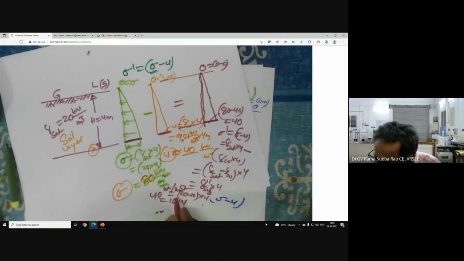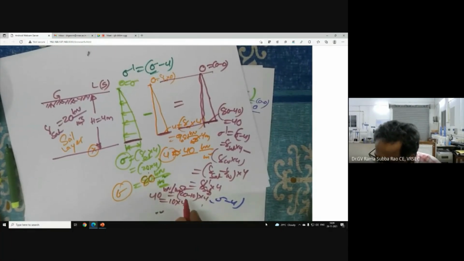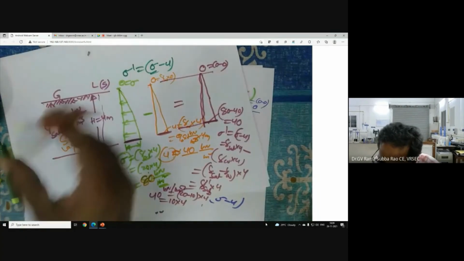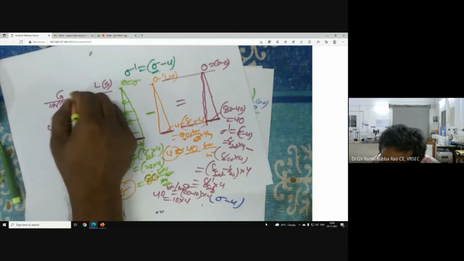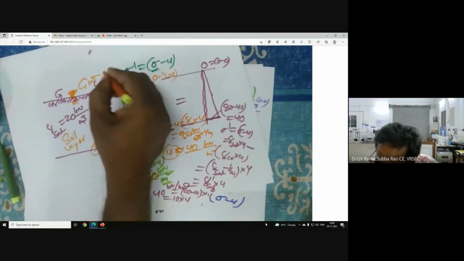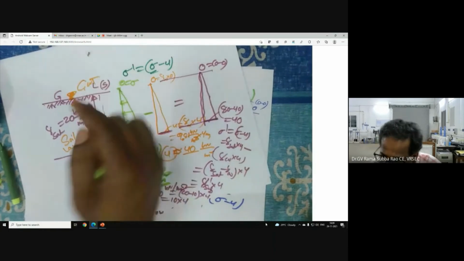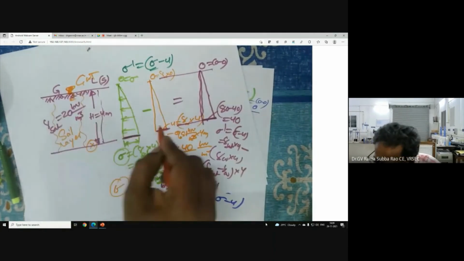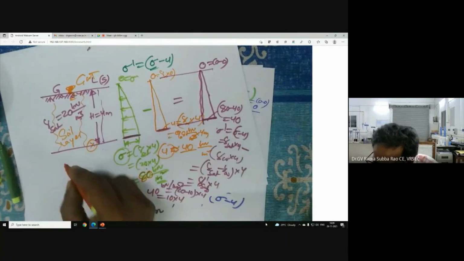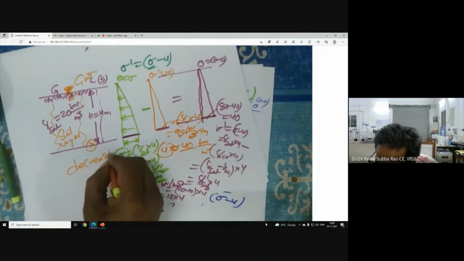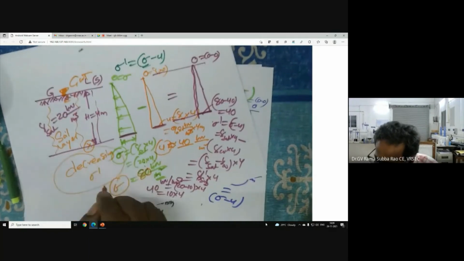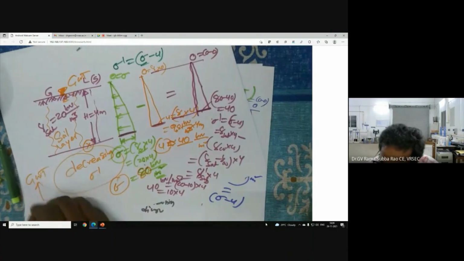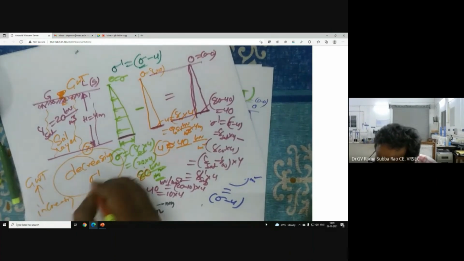So always remember one important point. Whenever water table is there, let me draw the water table. This is the groundwater table, which is at ground surface. Whenever the water table is increasing, effective stress is decreasing. So whenever the groundwater table is increasing, effective stress is decreasing.